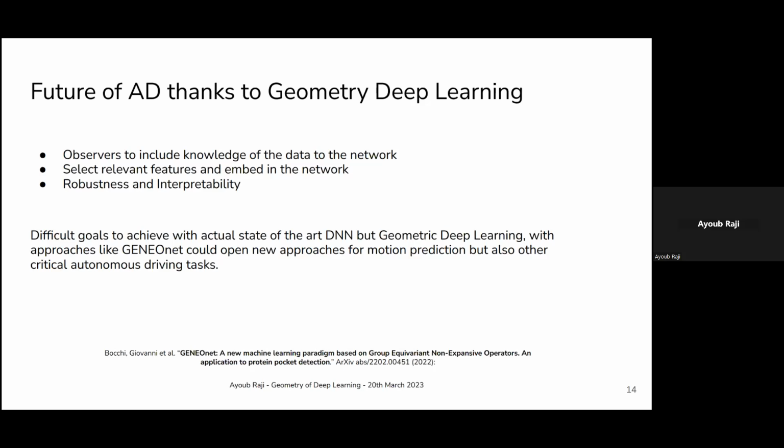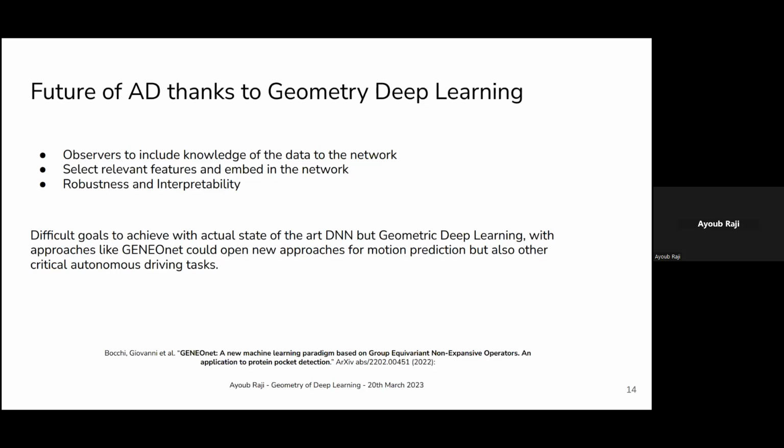But the issue is that in the actual state of the art, it's quite difficult for neural networks to achieve these goals, so to have robustness and interpret what's going on. But with some new approaches that we read, like the GenioNet, finding different representations of networks, it could open new approaches to make motion prediction more suitable, but also other driving tasks that are at the moment ignored, because neural networks cannot be robust enough at the moment to make them usable.